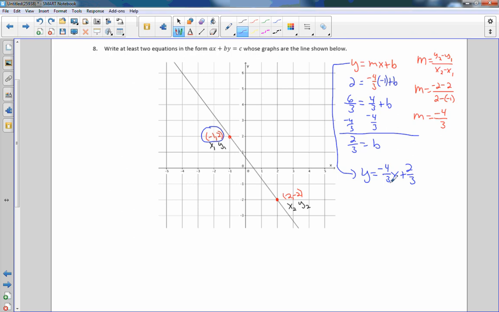I need standard form, so I need to move the x over to the other side by adding 4/3 x to both sides. When I do that, I get 4 over 3x plus, it's a positive y, plus y equals, this is 0 plus 2/3. So there's my standard form, but we're not quite done yet because I can't have fractions. I'm going to multiply by the denominator to get rid of them. 3 times 4/3 is 4x. 3 times y is 3y. 3 times 2/3, the 3s cancel, leaving me with 2. So 4x plus 3y equals 2.